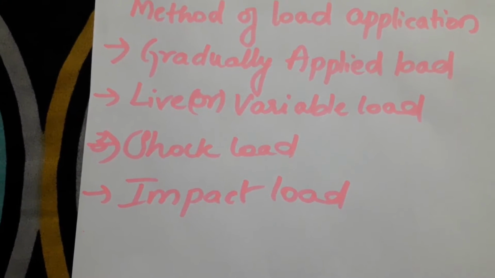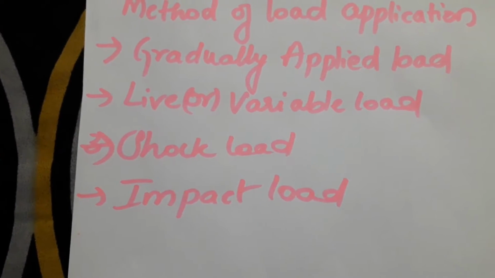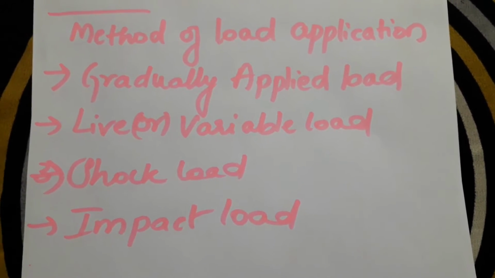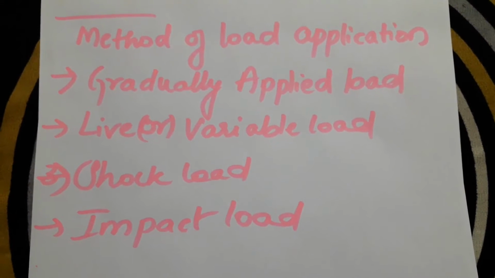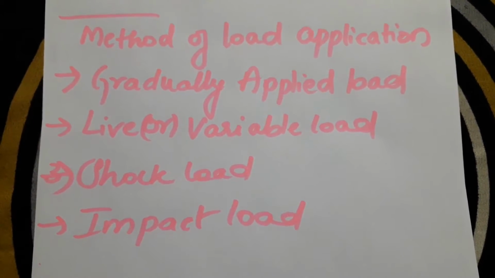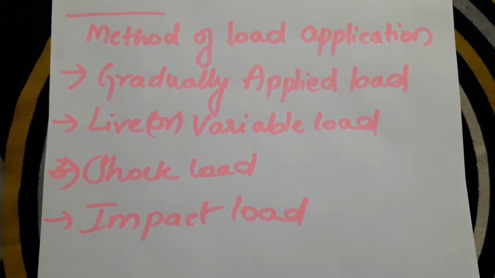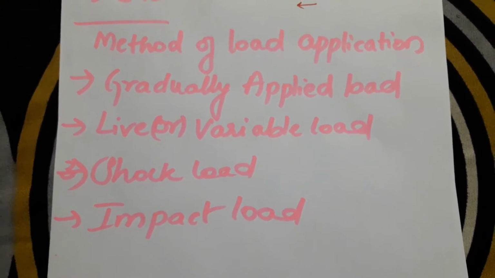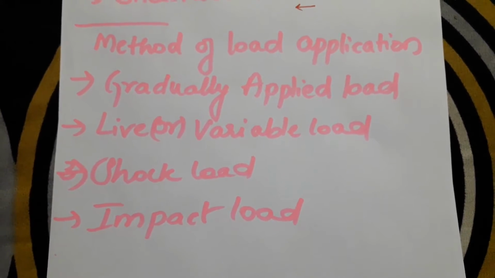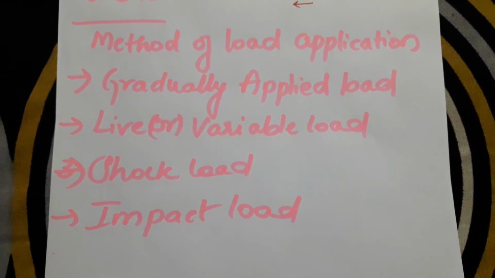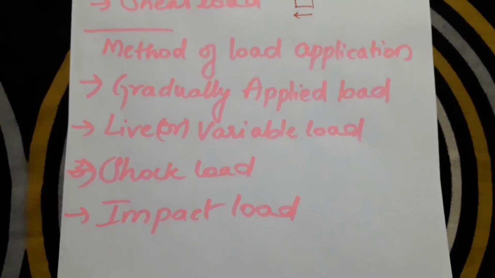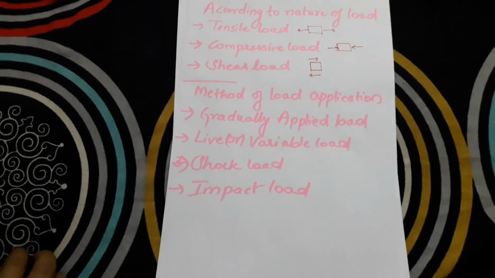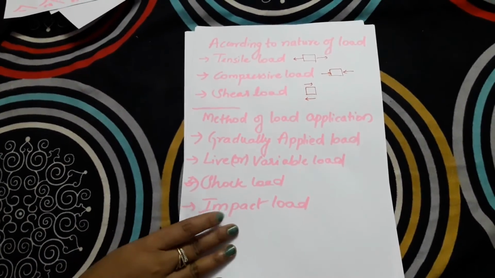The next one is shock load. When the vehicle is moving and you are trying to move over a speed breaker, that is shock load, that is suddenly applied load. The next one is impact load. Impact load is the load which comes with a higher velocity, like accidents. The more the velocity, the more the impact, the more the destruction. So, that is impact load. These are the different loading conditions which we need to consider when we are trying to design a mission element.